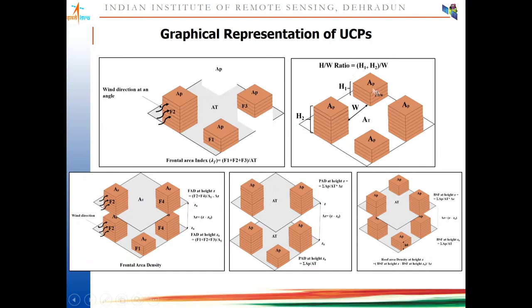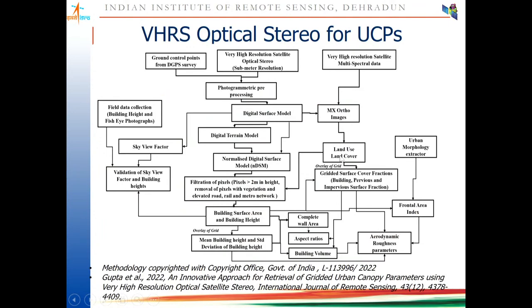Then the height to width ratio is the average height divided by the width of the street. Then the frontal area density, where you compute the frontal area index at different heights. The plan area density, where you compute the plan area, like building surface fraction, at different heights. Similarly, roof area density. All these parameters have a lot of impact on the trapping of heat and the dissipation of heat from the urban fabric.